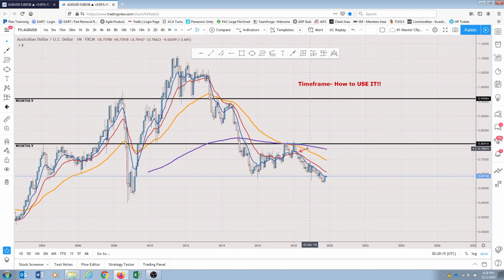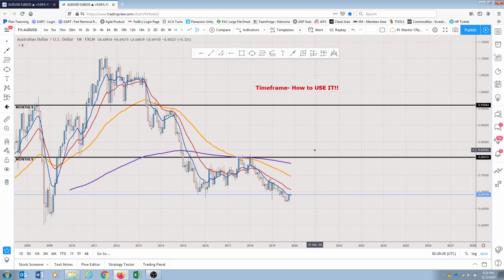Okay, so let me delete this now. So I hope you understood that part. Just be aware, we're still on the monthly, and we've got so much data already off the monthly that this would have been an excellent selling area because of those reasons. So just be aware of that in case price ever approaches this level again.